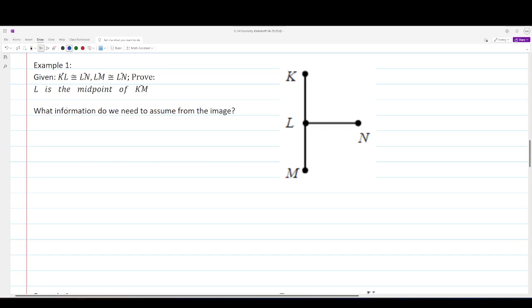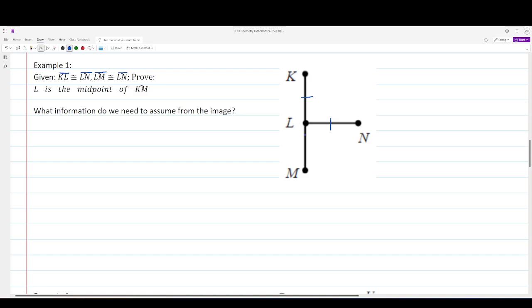Okay, so we're going to start this proof, and we should always start proofs by marking up our drawing. So we take the given information, in this case segment KL is congruent to segment LN. I mark that on the drawing by putting these 2 dashes on those segments. Next we know LM is congruent to LN.